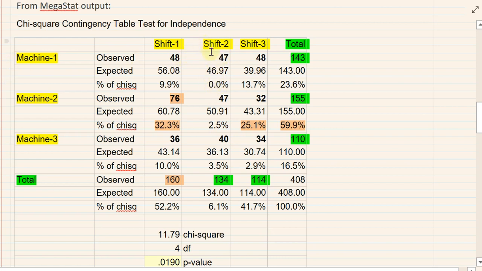Now look at this one, the 0%. During the second shift out of machine 1, 47 faulty handles were observed. The theory says if the shift and machines were independent, you should expect about 47. So this is fine. There's no issue with shift 2 out of machine 1. So see that 0% contribution to the overall chi-square statistic. So that's what these percentages are. These are contributions to the total chi-square test statistic.